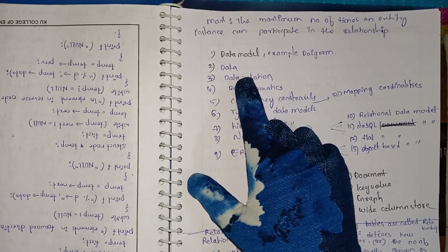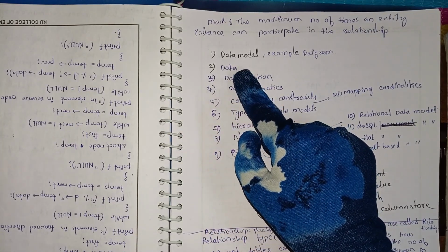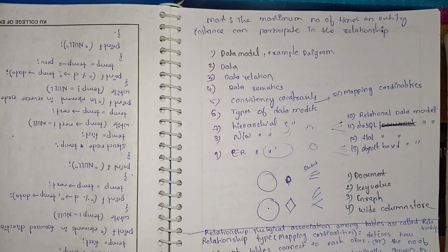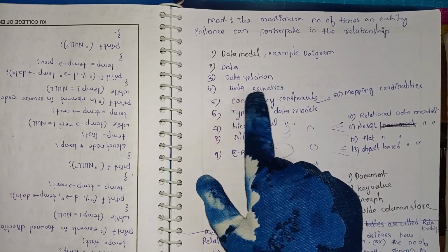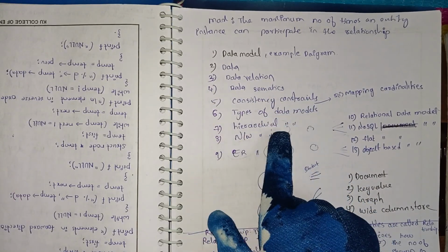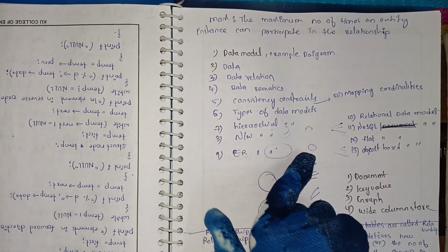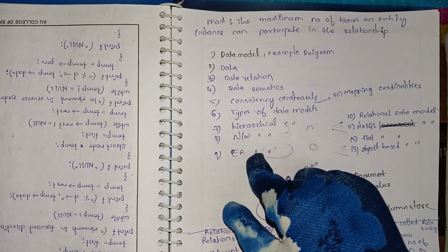This is the third video, fourth part. So in the first part, I have explained data model, data relation, data semantics, consistency constraints, types of data models, hierarchical and network data models, and mapping coordinates of data model.